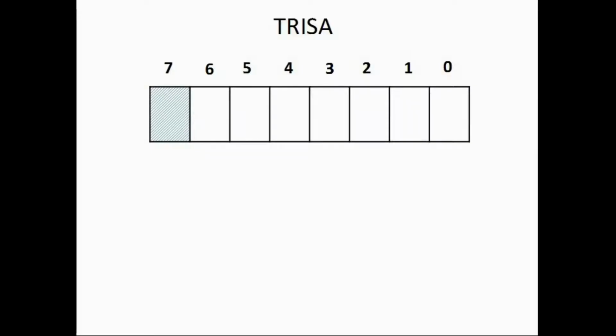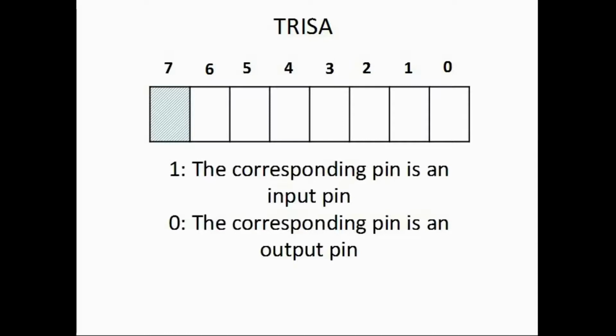As you already know, any GPIO pin can be used as either an input pin or an output pin, and we control this through the TRIS register. Let's take a look at TRISA. Obviously, it controls the direction of port A pins. This is an 8-bit register, like every register in this microcontroller, and any bit in this register can be either 0 or 1. So 1 means the corresponding pin is going to be an input pin, and 0 means it's going to be an output pin.